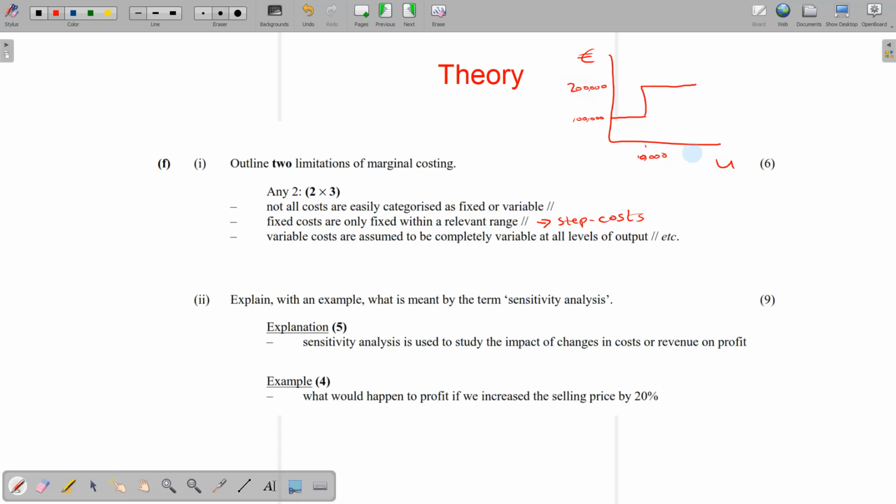And let's say that will only last until we get to 20,000, etc., etc. So the step costs aren't taken into account when we do marginal costing. Variable costs are assumed to be completely variable at all levels of output. So what are some of the things that would change? Well, we have economies of scale.